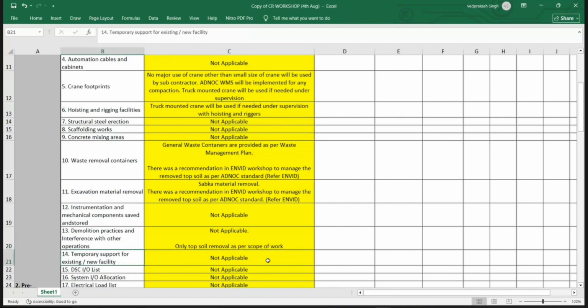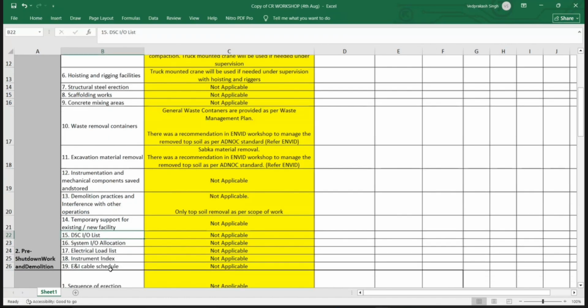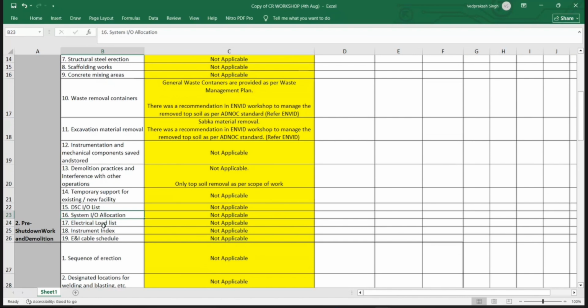Temporary support facility is given. Yeah, temporary support is not there. IOs are not applicable. System IOs is not applicable. Electrical not applicable. Instrument not applicable. This is not applicable.